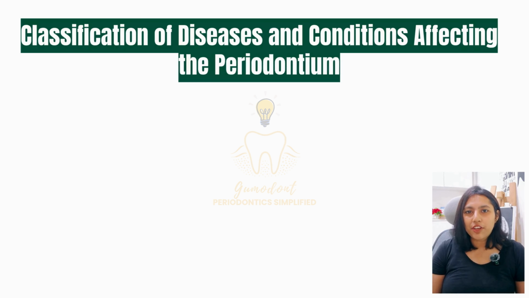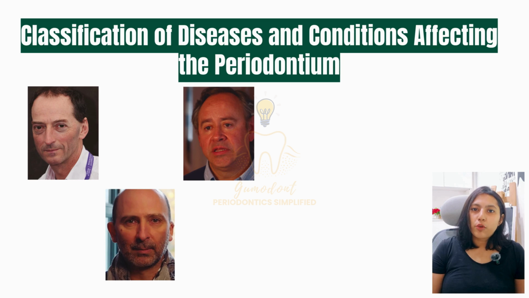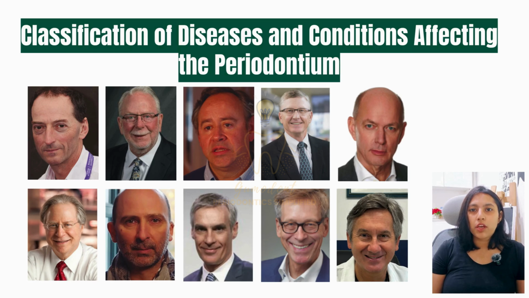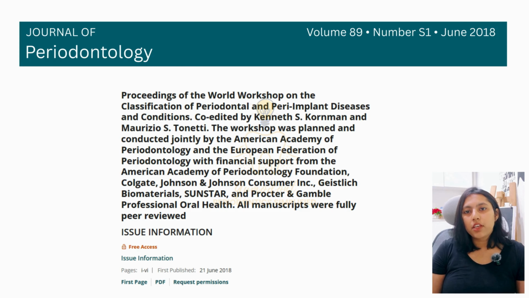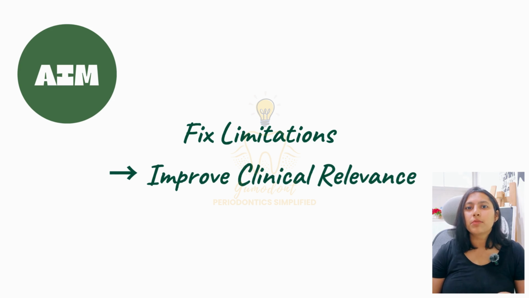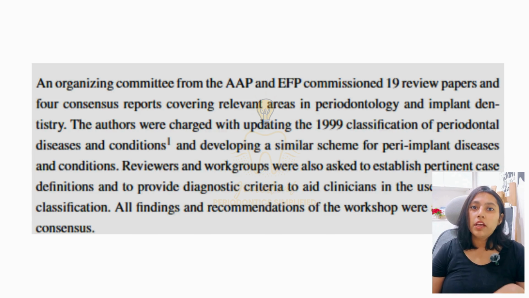So how did this classification actually come into existence? This was not just one paper or one author's idea. It was the result of a global effort, and researchers and periodontists from around the world came together during the 2017 World Workshop on the classification of periodontal and peri-implant diseases and conditions. Their goal was very clear: to resolve the limitations of older classifications and create something more clinically relevant. By the end of this workshop, they presented around 19 review papers and 4 consensus reports.